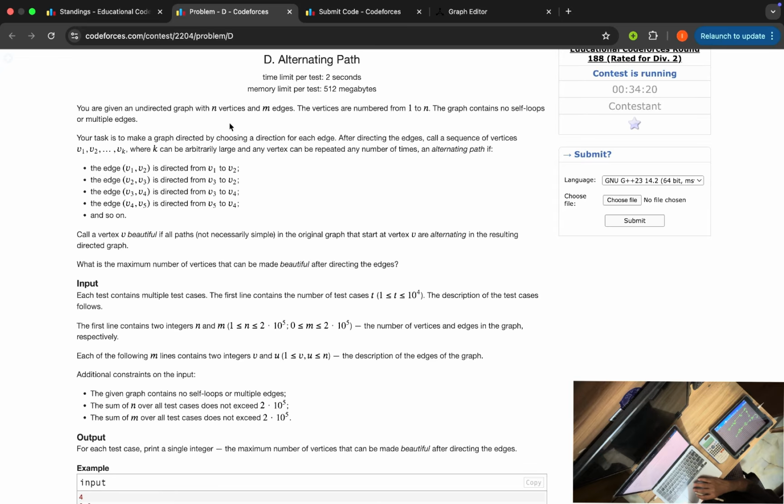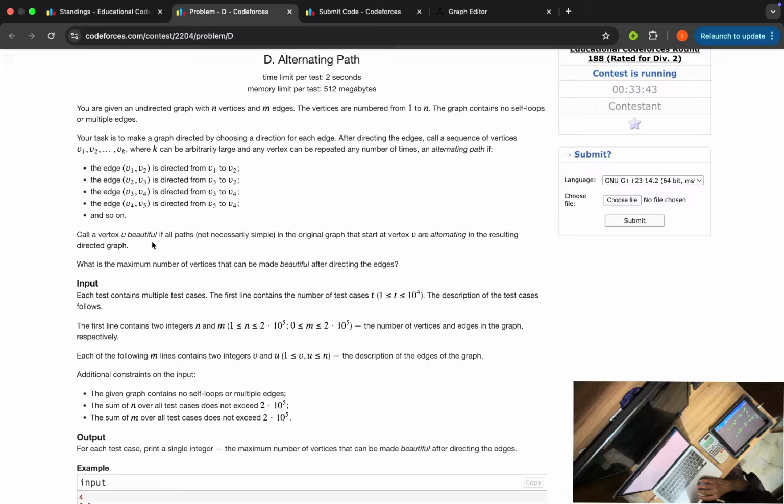You are given an undirected graph with n vertices and m edges. The vertices are numbered from 1 to n. The graph contains no self loops or multiple edges. Your task is to make the graph directed by choosing a direction for each edge. After directing the edges, call a sequence of vertices u1, u2, ..., uk, where k can be arbitrarily large and any vertex can be repeated any number of times, an alternating path if the edge between v1 and v2 is directed from v1 to v2, and v2 and v3 is directed, and so on.